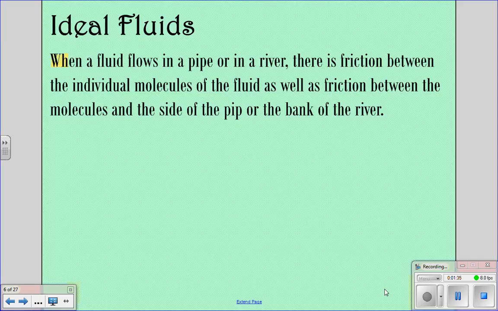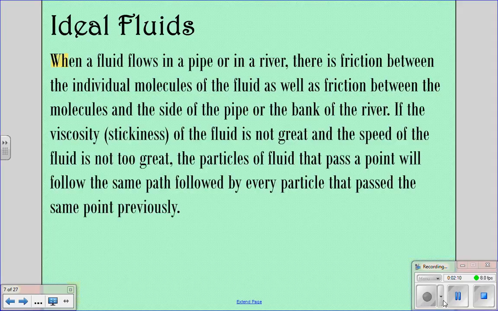When a fluid flows in a pipe or a river, there's going to be friction between the individual molecules of the fluid, as well as friction between the molecules of the side of the pipe or the bank of the river. So whenever you have a fluid that flows, there's always going to be friction between the molecules and the edge of whatever your container is for your fluid. So whether that be a pipe or the bank of the river or your glass as you're pouring it out of the glass, something like that.